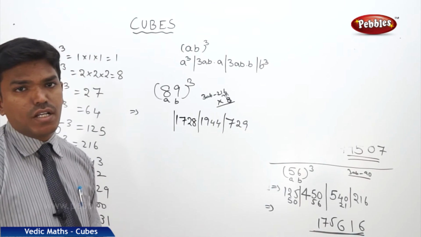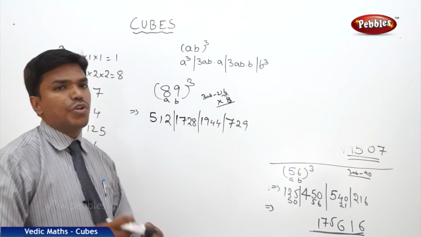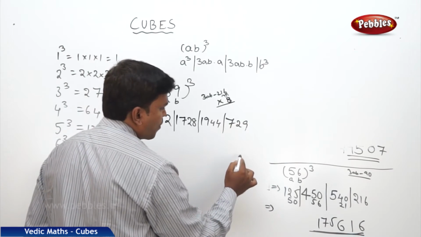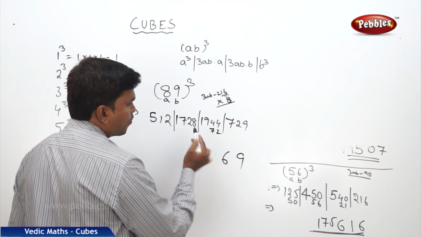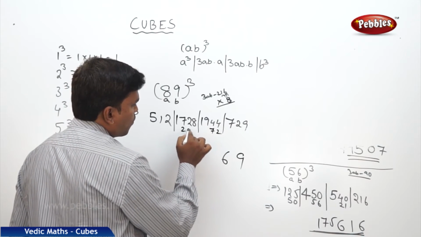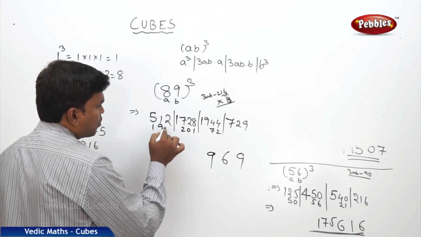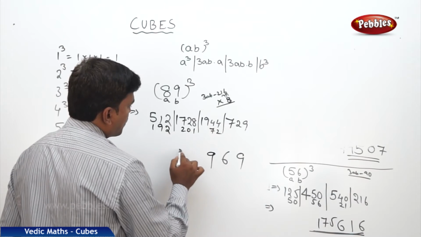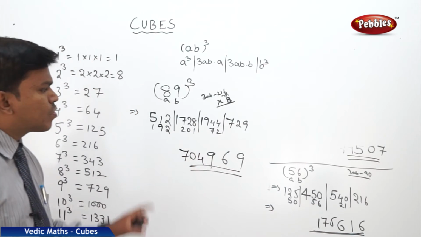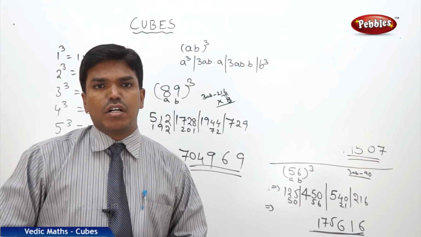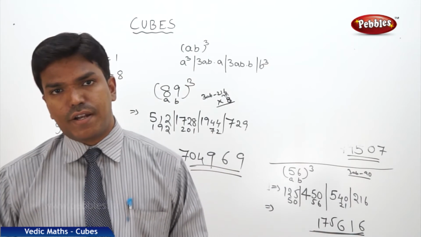Now what is the last step? That is A cube, 8 cube. 8 cube is 512. Now you need to add these quickly. First drop 9 and carry 72. Drop 6, carry 194 plus 7, how much? 201. So drop 9, 172 plus 20, 192. So how much you will get? 704969. Like this, you can calculate even higher digit cube numbers below 100.